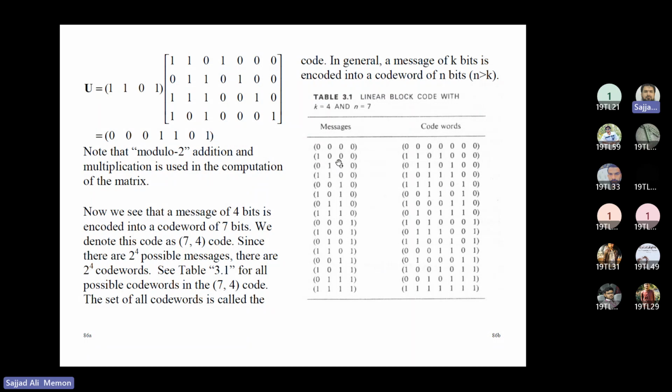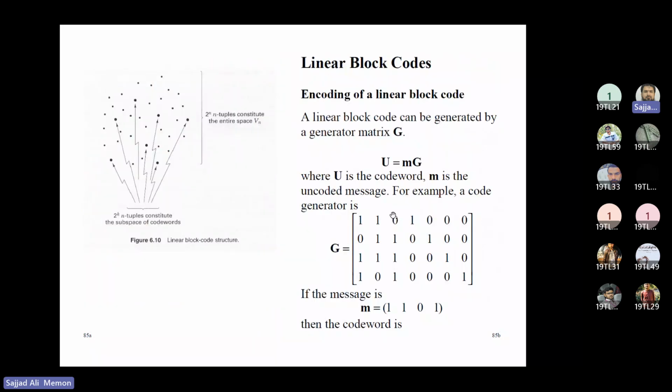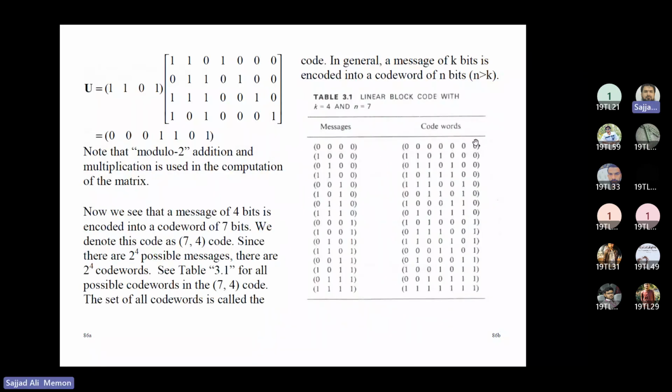When the message is 1 triple 0, then the code word is 1 1 0, and then the message 1 triple 0, and so on. So now you can see this space consists of 7 bits. That means it's a part of the 7-tuple, but the 7-tuple will have 2 power 7, a total of 128, vector space.